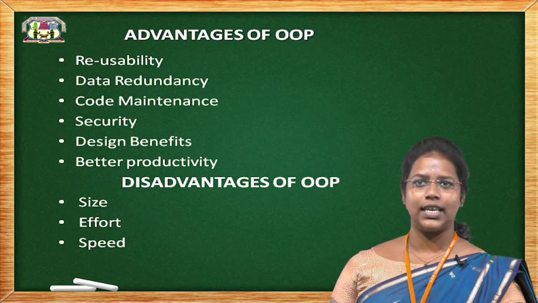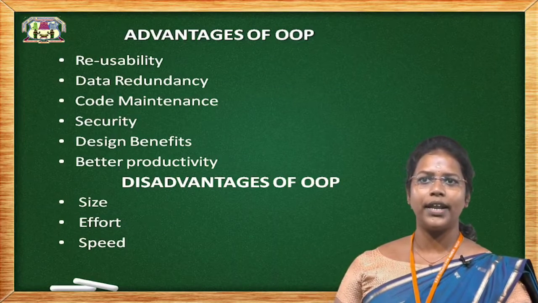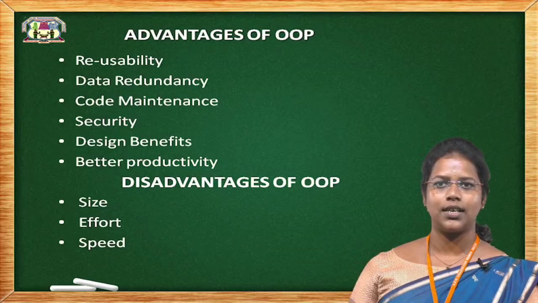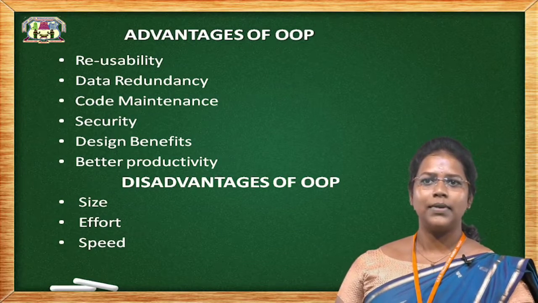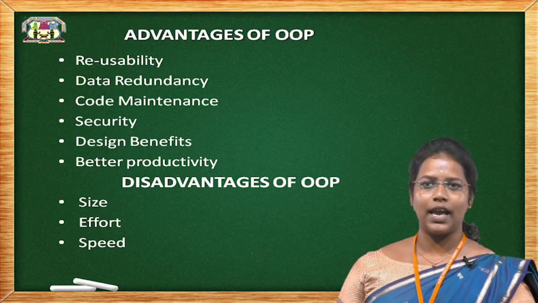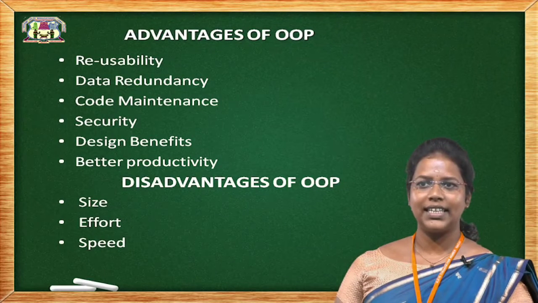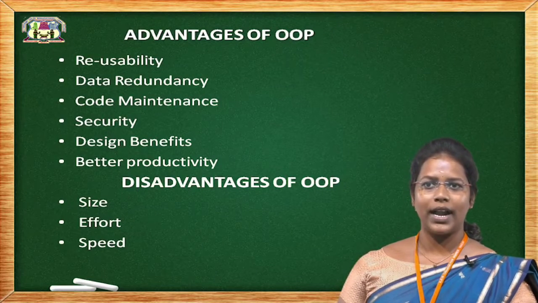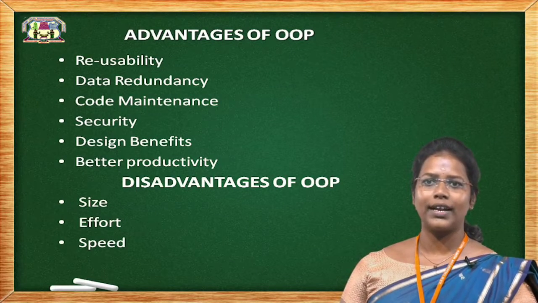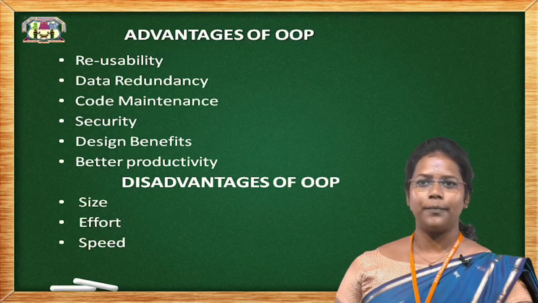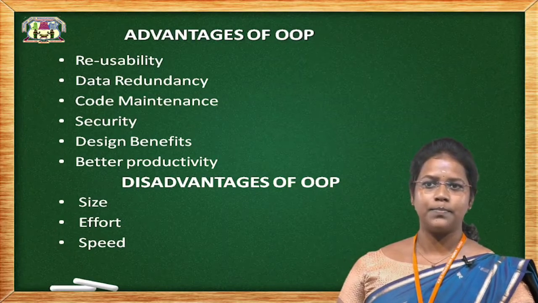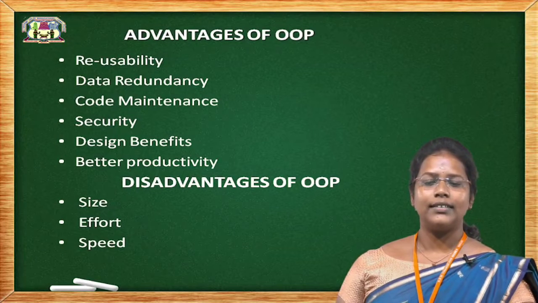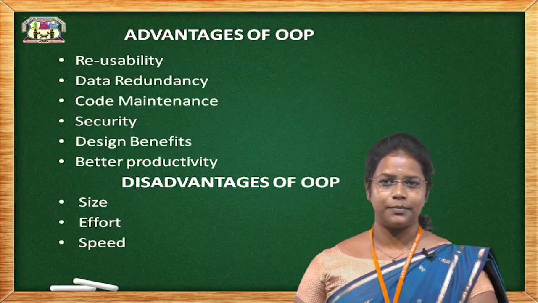Next we will see the disadvantages of object-oriented programming. Size. It means object-oriented programs are much larger than other programs. Effort. Effort means that object-oriented programs require a lot of work to create. Then speed. Object-oriented programs are slower than other programs, partially because of their size.